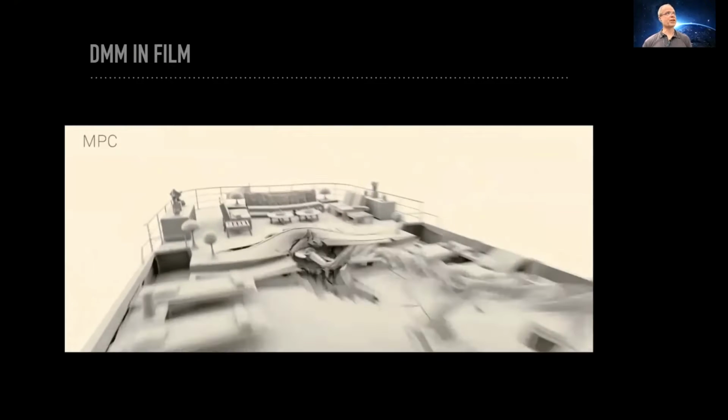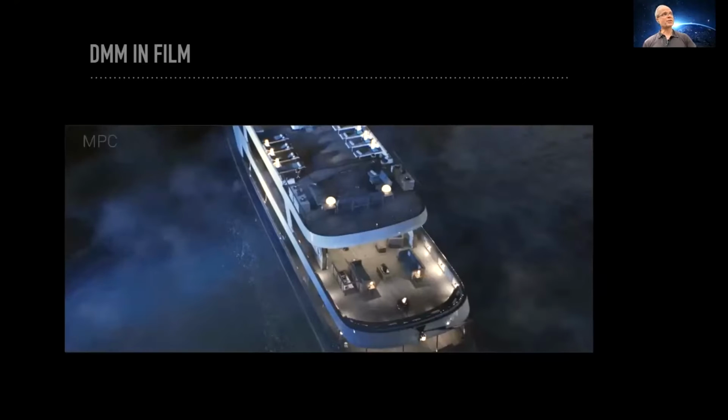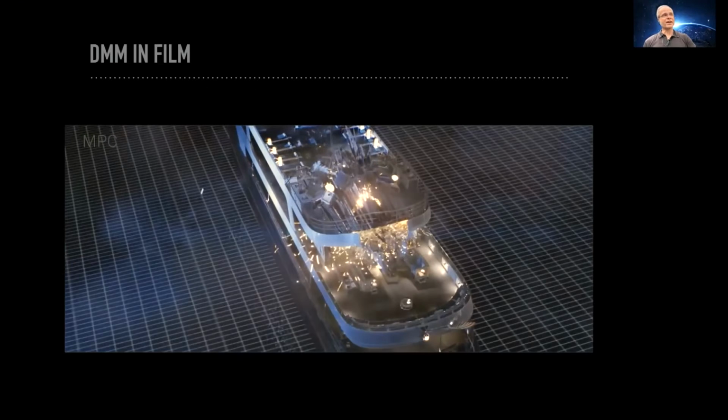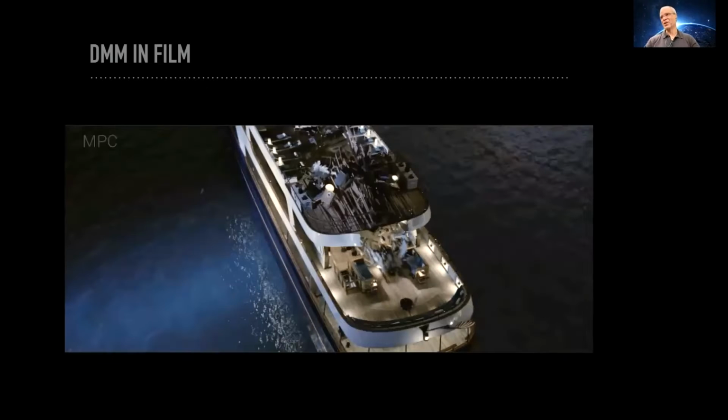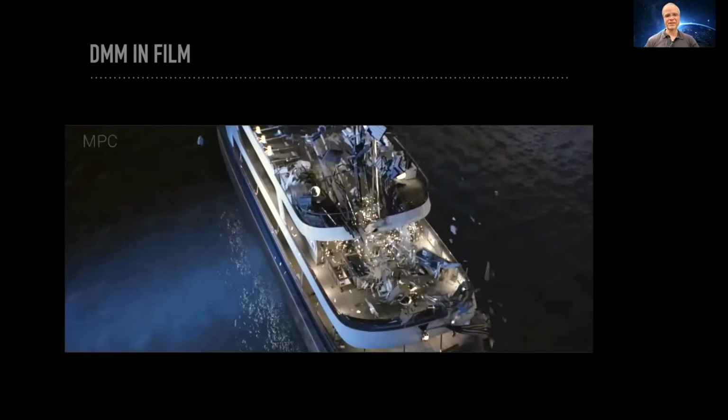Interesting thing about this shot, once the director saw the final version of this, he asked how much it was going to cost to repair that boat. Of course, it's all digital, so no repairs necessary.